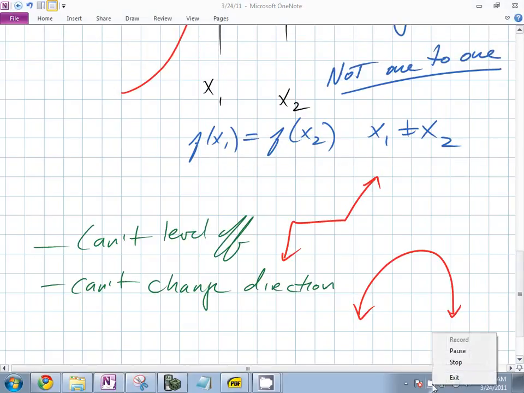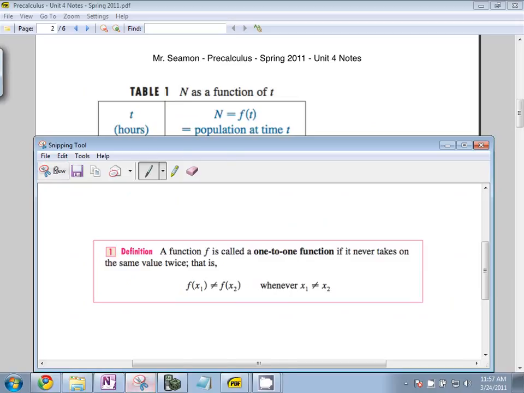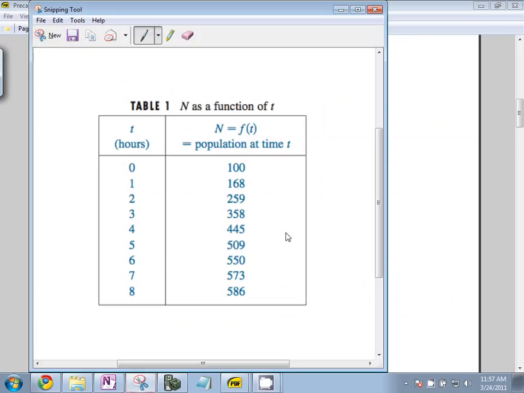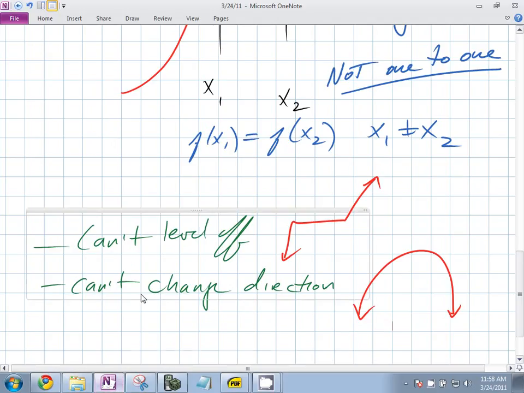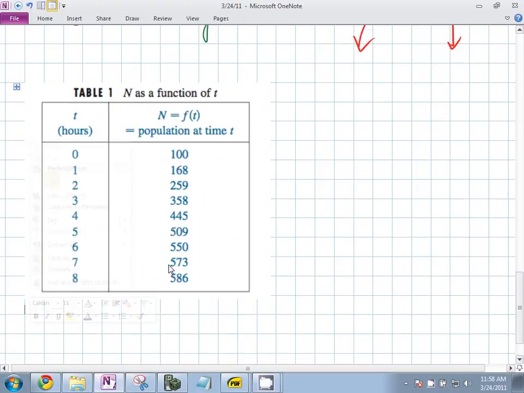Go. We're going to look at this one right here. Here's a table of values. On the x-axis, which we're going to call the t-axis, we have time, 0 through 8, and then we have population at time t. Could this be a one-to-one function based strictly on the data that you have available? Yes. Is there any repetition? Are there any inputs, t-values, that are mapping to the same output? No. Population, by what we can see here, is strictly increasing.